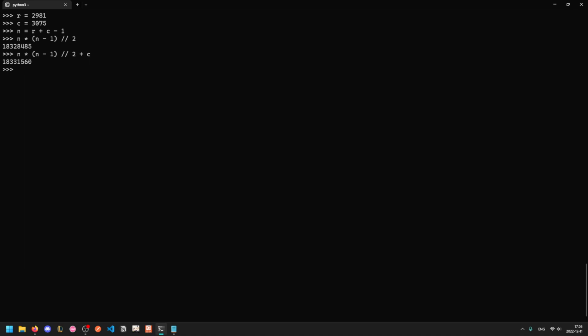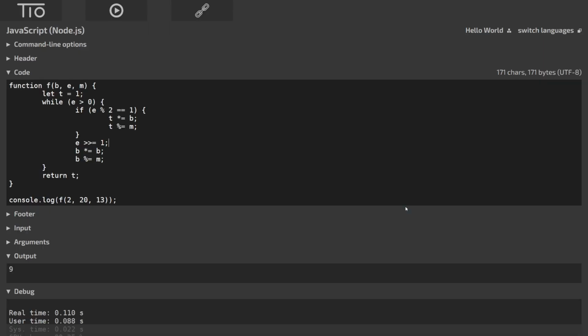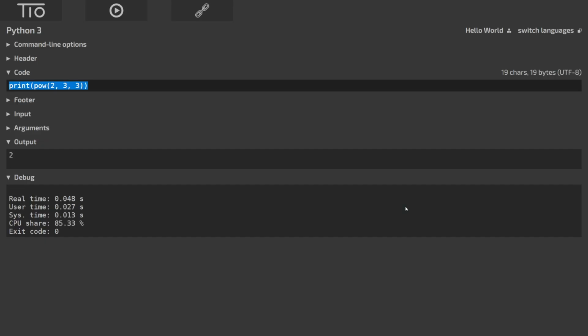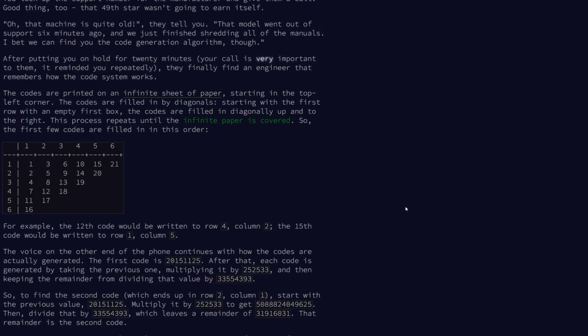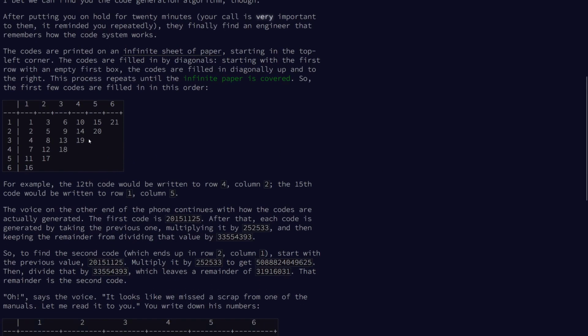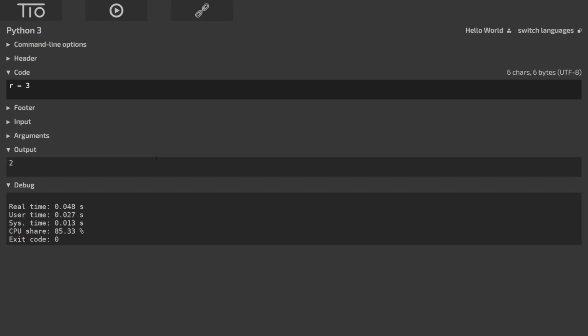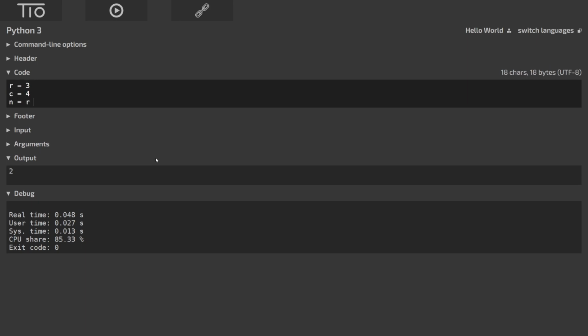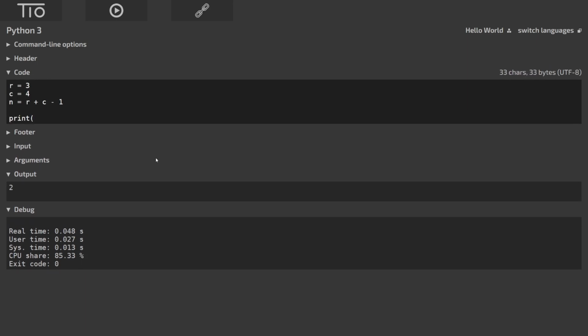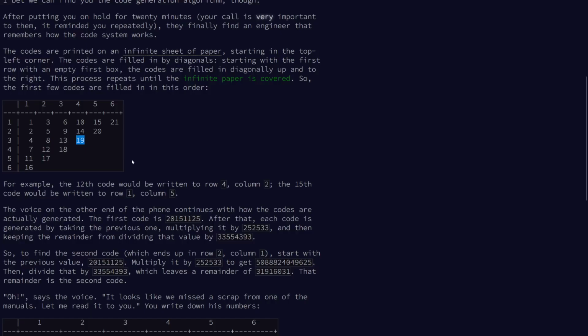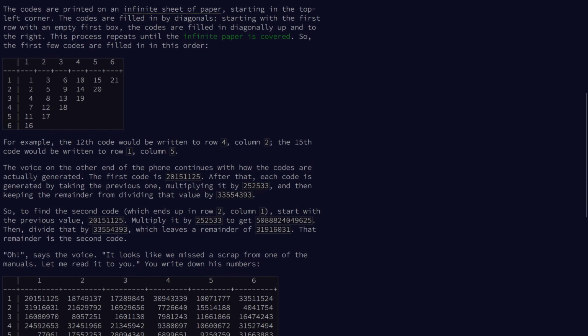You'll see that if we do the same thing for the example, let's take this for example. So the row is 3 and the column is 4, n is equal to r plus c minus 1, n times n minus 1 over 2 plus c, we get 19, which is the value of this here. So that's the position. Now let's look at what we do with that.